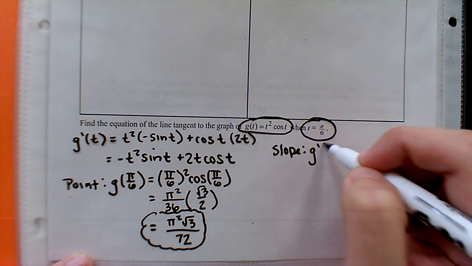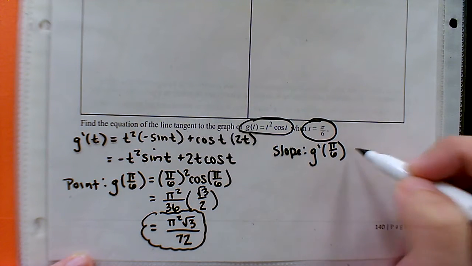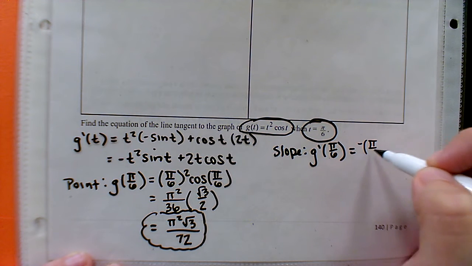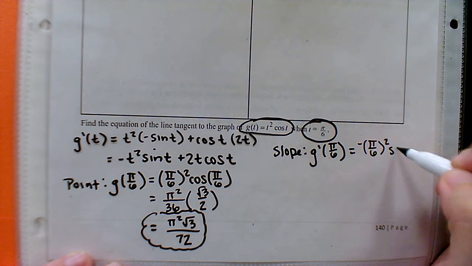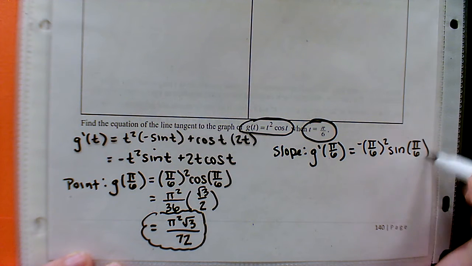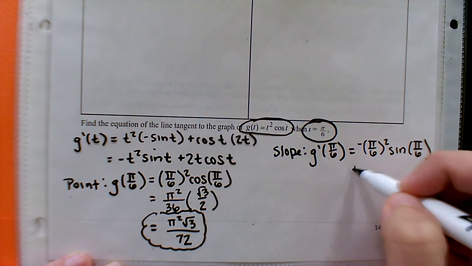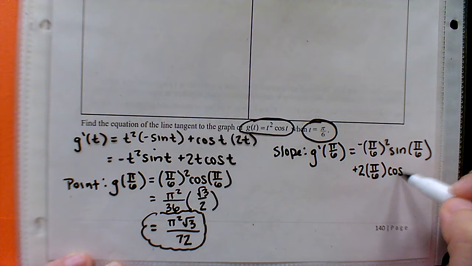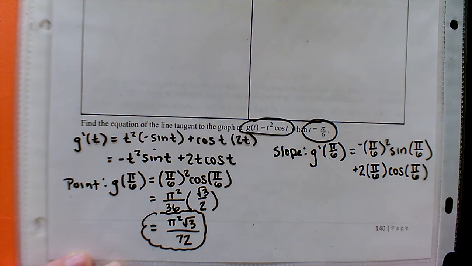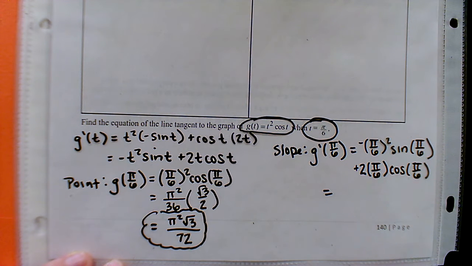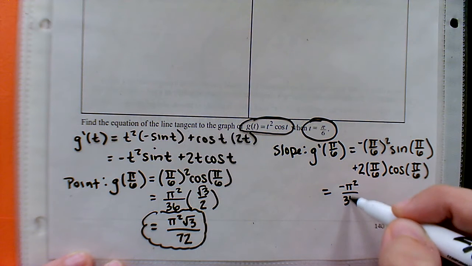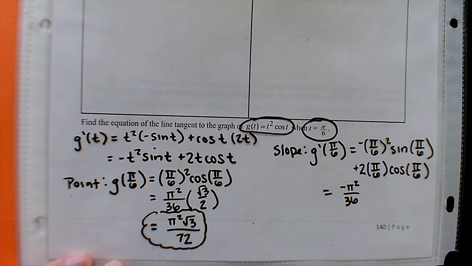So we're going to plug the pi over 6 into the derivative we found. All right, so we have negative pi over 6 squared times sine of pi over 6 plus 2 times pi over 6 times cosine of pi over 6, ton of pi over 6's. All right, so we already did pi over 6 squared. We said that was pi squared over 36 times the negative out front. We'll make it a negative.